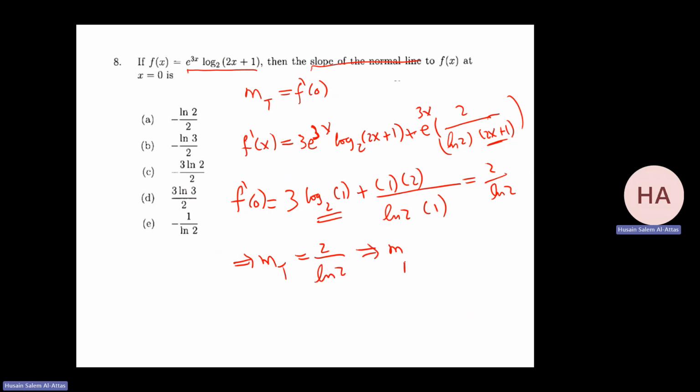What will be the slope of the normal? Minus the reciprocal of that. So minus ln 2 over 2, which is this. If y equals x is the equation of the normal line for the graph of this function, we want a squared plus b. Okay, let us do the calculation.